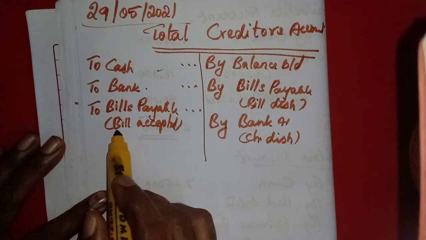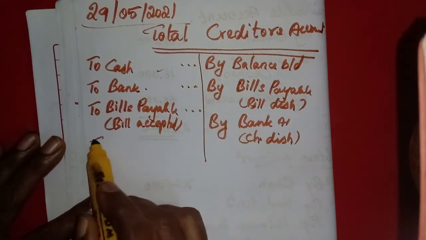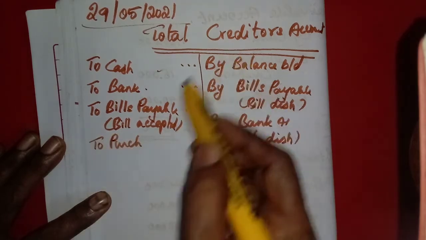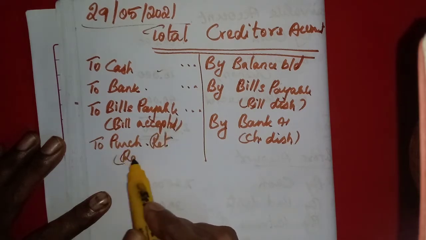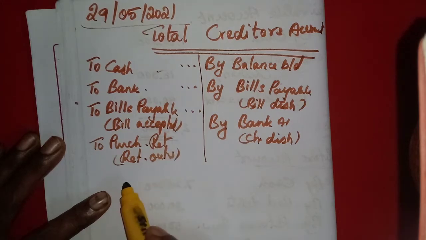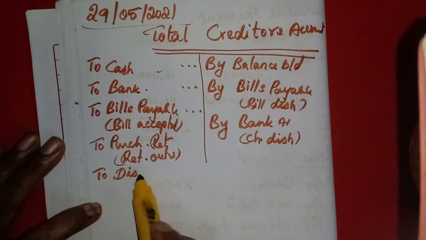Again there we wrote the sales return. So here it will be purchase return. If purchase return, creditors account debit to purchase return, or another word, return outward, the other word for purchase return. Then if we receive any discount, to discount received.